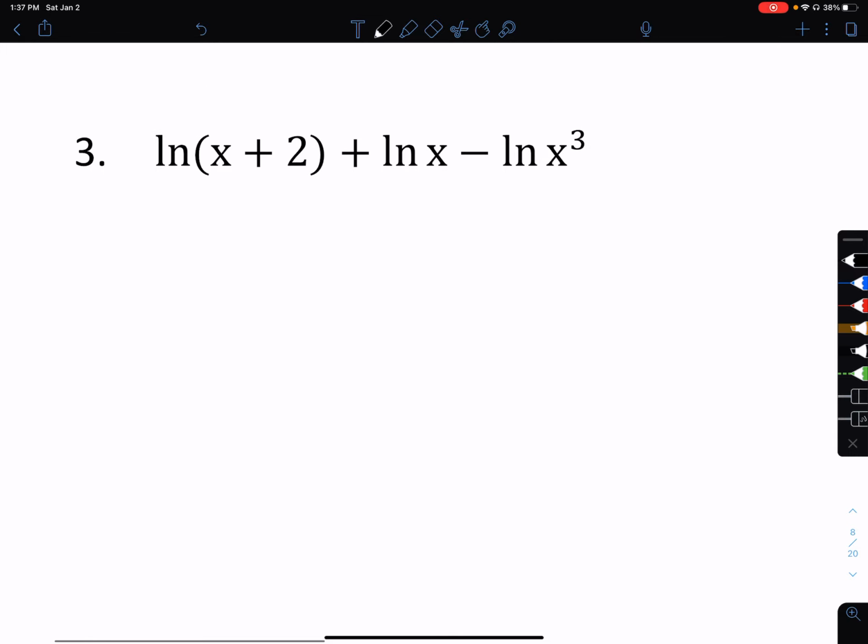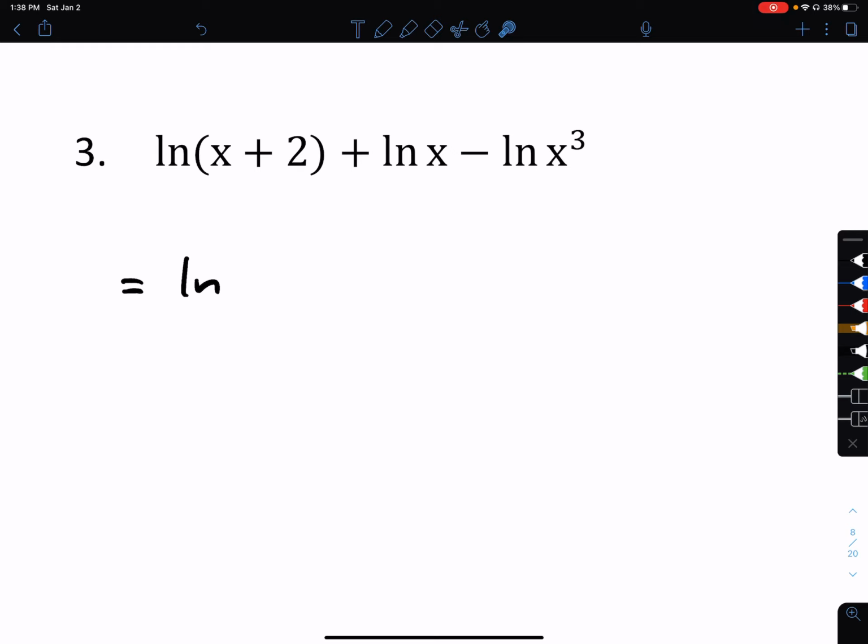Number 3, notice we can't solve any of these because there's no equation, there's no equal sign, so we're just simplifying. So we can do some things with this. Notice how each of these terms are logarithms, and they have the same base of e. Notice also there's no coefficient in front of any of these, so we can go directly into the product property and quotient property. We can write these 3 logarithms as one logarithm, and anything that we are adding, we're going to write on the top of the fraction being multiplied. Anything we're subtracting, we're going to write the argument in the denominator.